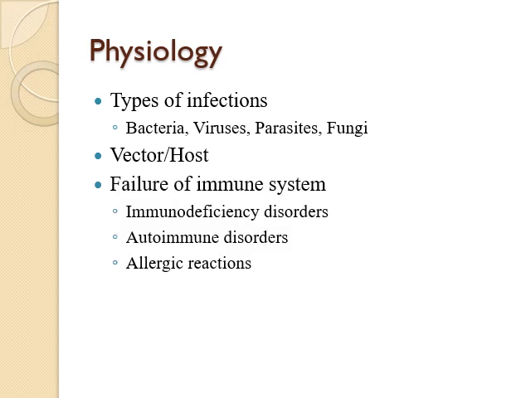Now, we have other things where the immune system actually fails. We have three situations where the immune system can fail: immunodeficiency disorders, autoimmune disorders, and allergic reactions. Immunodeficiency disorders are just that. They're when the immune system doesn't work the way it's supposed to, or basically fails to act. So the disease-causing illness actually suppresses the immune system.